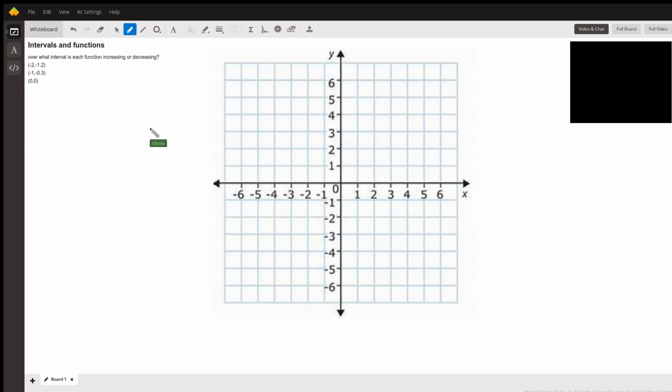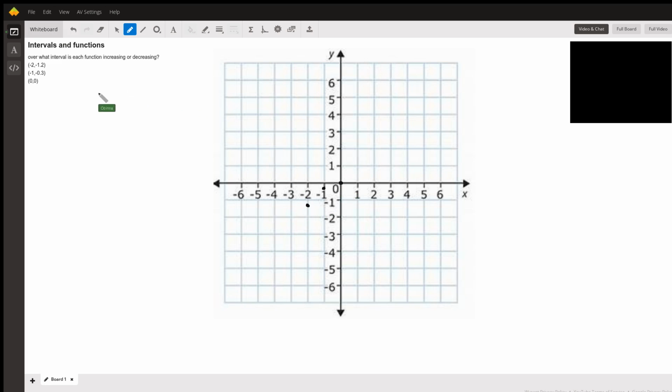Okay, so we're going to plot -2, -1.2. So I'm going to slide over from the origin, we'll slide over -2 and slide down to -1.2, which is going to be about right here. All right, it's not going to be 100% perfect, but it's close enough. -1, -0.3. So I'm going to go over to -1 and slide down to just under the x-axis, and I'll roughly say that's -0.3. 0, 0, that's the origin right here.